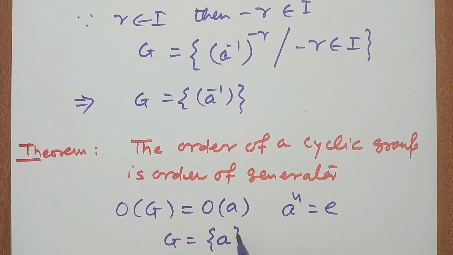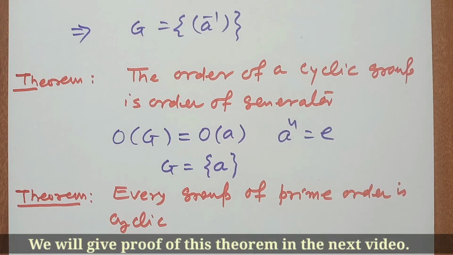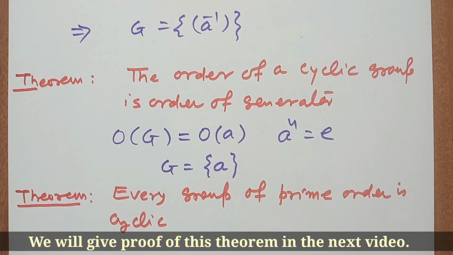Therefore the order of G equals the order of its generator, where G equals ⟨a⟩. Next, an important theorem on cyclic groups: every group of prime order is cyclic.